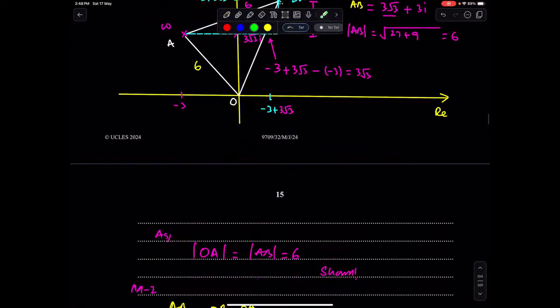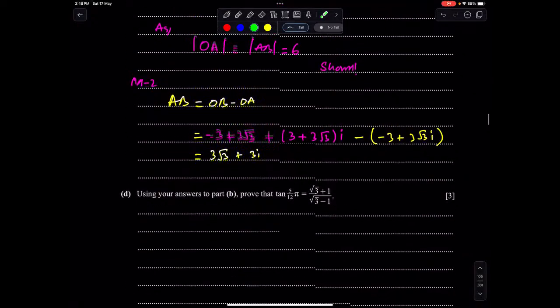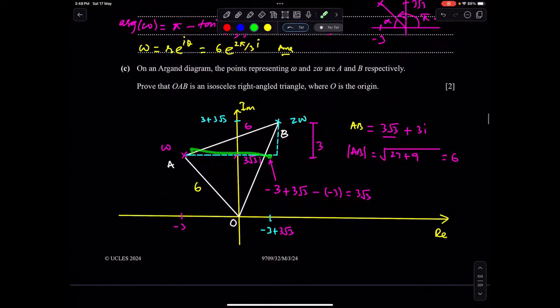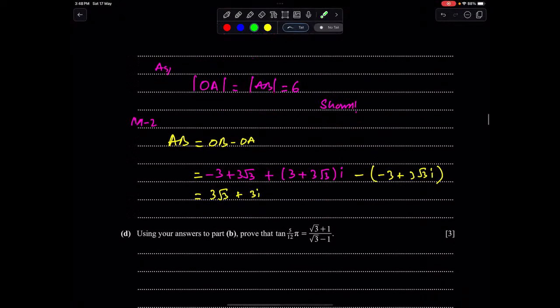I personally use the head to tail rule, this one. But for those who find it difficult, they can do it the vectors way. AB is OB minus OA. This is AB, get its magnitude, and then prove the triangle is isosceles.